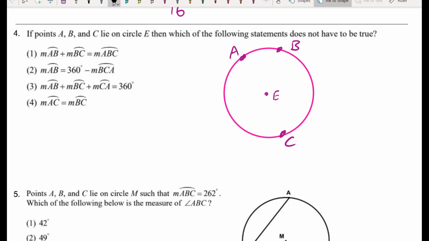Is it the case that the measure of arc AB plus the measure of arc BC is equal to ABC? Well, yeah, if I sum those two together, that gets me all the way from A to C. Is the measure of arc AB equal to 360 minus BCA? Well, yeah, that's a major and a minor arc, so those should sum to 360 degrees. And if I add arc AB plus BC plus CA, notice that gets me all the way around a circle, so it should be equal to 360 degrees.